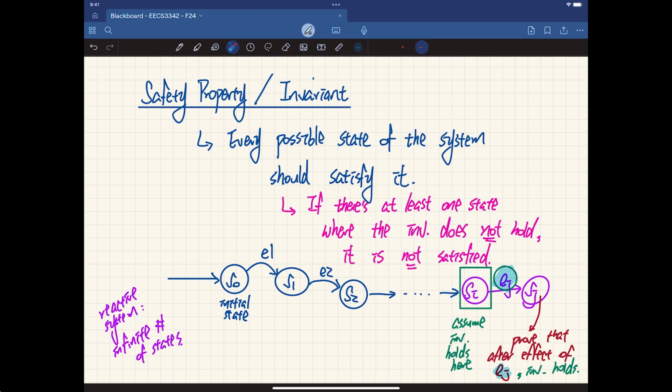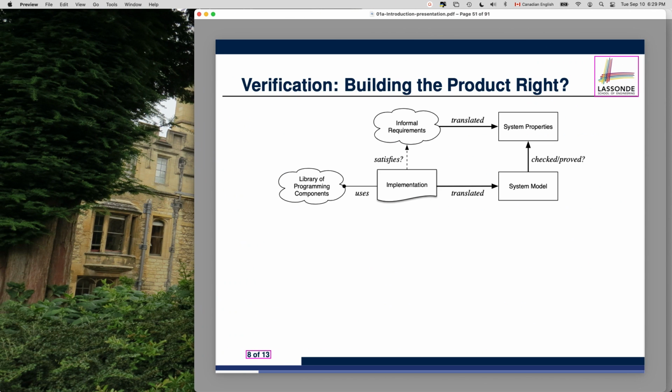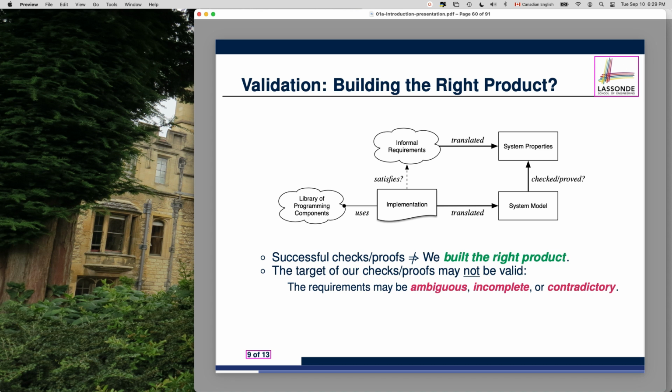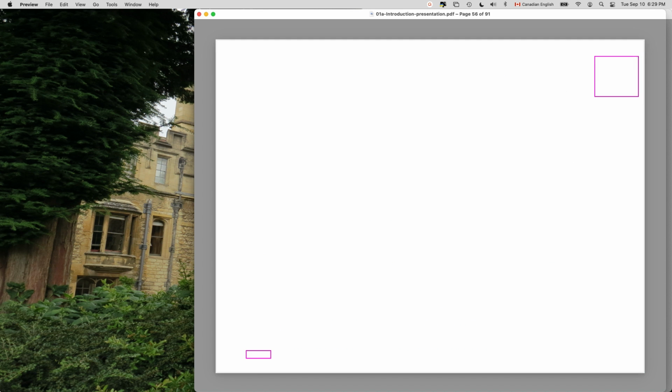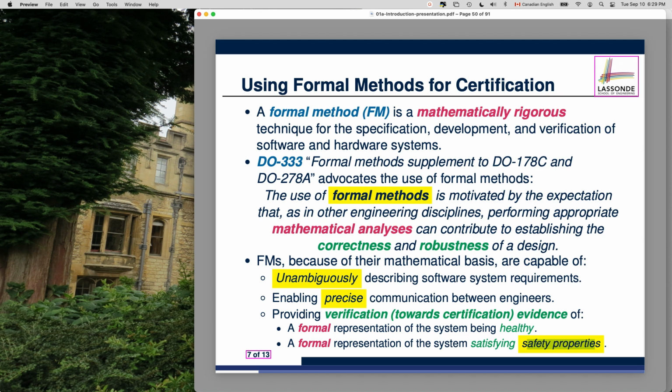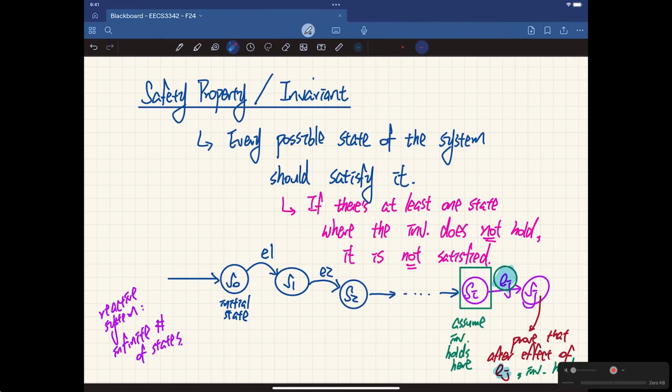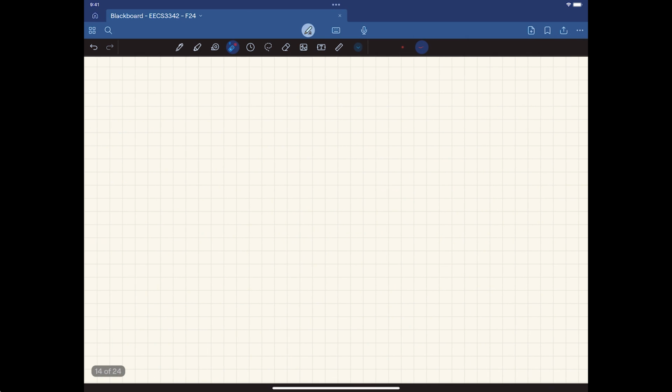Now, we want to talk about verification versus validation. That will be the next topic. You will see a slide here talking about verification, and I'll get into it. The next slide talks about validation, and I'll also get to it. But what's really the difference? Let's sketch the idea quickly.